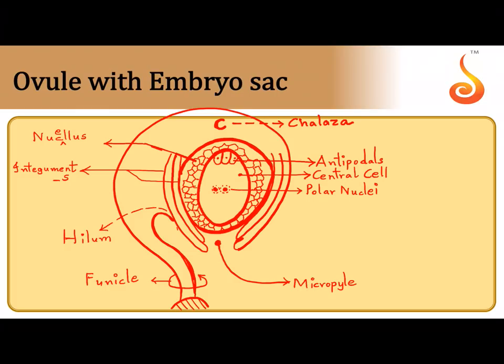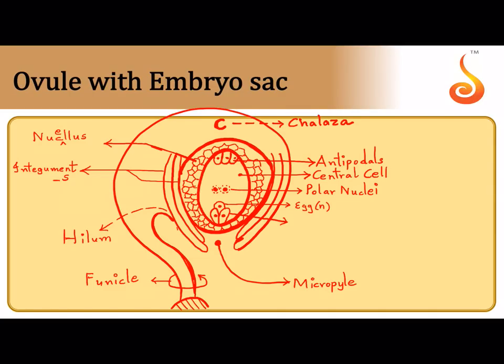Now let us continue with the embryo sac. We finished labeling the antipodals. See, 3 cells at the chalazal end of the embryo sac. Now let us label 3 cells this side. Let us draw 2 cells and 1 cell peeping out. What is this cell that is peeping out? Egg. Haploid. What are these 2 cells which are surrounding the egg? Synergid.